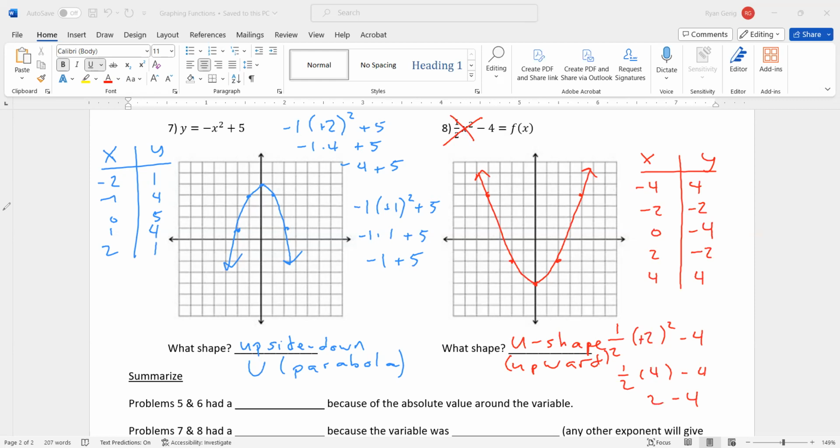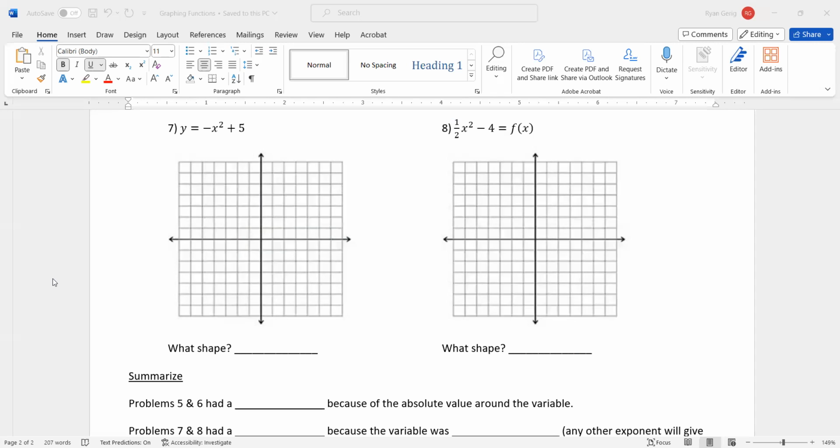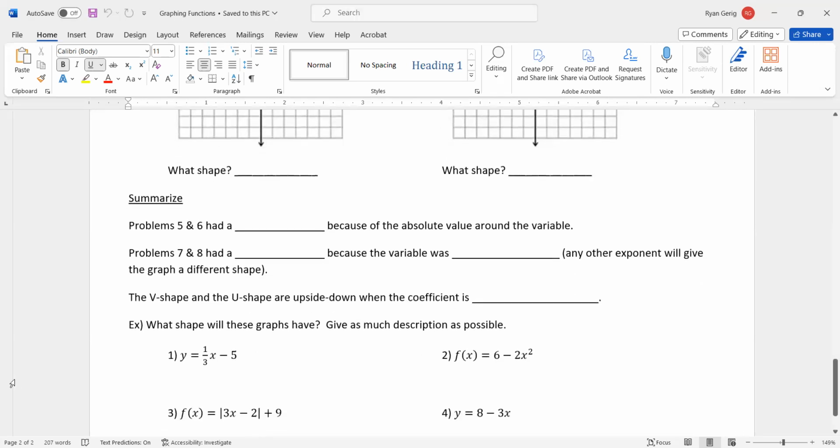All right, so let's summarize what I just talked about there on the back. Scroll down here a little bit. Problems 5 and 6 had a V shape because of the absolute value around the variable. Problem 7 and 8 had a U shape. Make sure you are careful with your V and the U. They can look very similar. But that U shape came from the variable being squared. And that was with the exponent of 2.